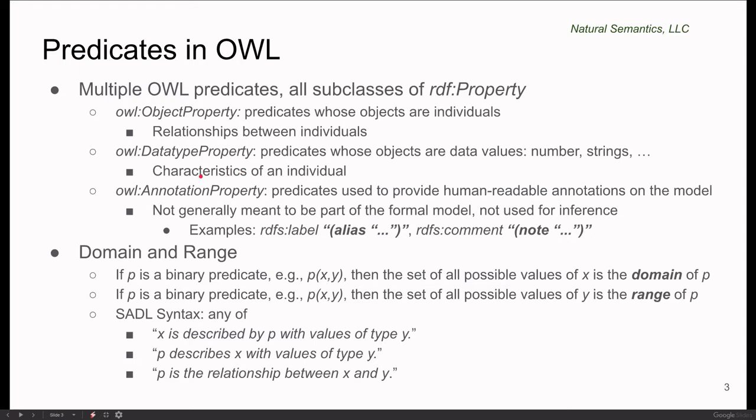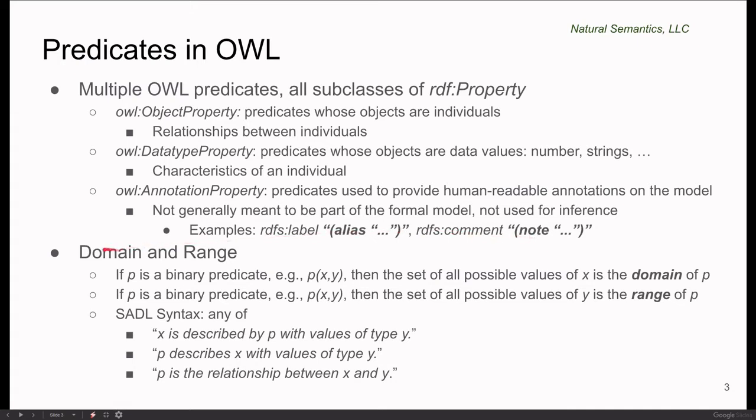Another type of predicate is the OWL annotation property, and these are a set of predicates used to provide human readable annotations on the model. Generally speaking, information captured in OWL annotation property subclasses, subproperties, are not meant to be part of the formal model. They're not meant to be used for inference. Examples of annotation properties include the RDFS label property, which in our controlled English we represent as alias, and the RDFS comment property, which we represent in our controlled English as note.